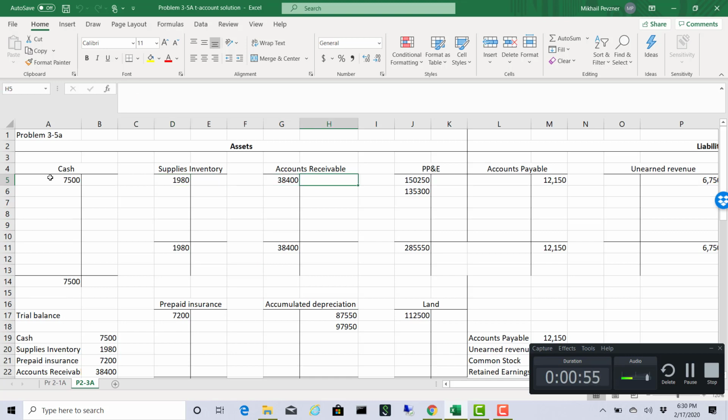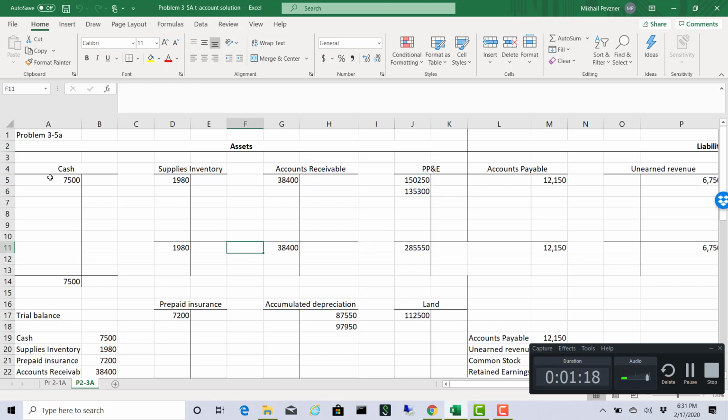Land, which is an account we haven't seen too much, but it's a long-term asset, so we're going to put it here, 112,500. Then what I did is I combined building and equipment in a single PP&E account, which is what normally is the case. You could split it into different ones, doesn't matter. I didn't have a lot of space, so I put it in one. You can see together 285,550.